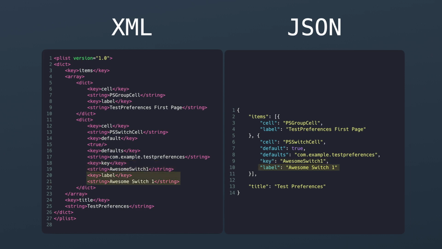So whenever you have the switch on the right, it'll have a label on the left that says awesome switch 1. Now that's the end of the items dictionary and array. Let's move to the next element inside of the root.plist dictionary. This one is simple. It has the key of title and the string of test preferences. This is just what shows up as the title of the navigation bar. We'll take a look at it later.